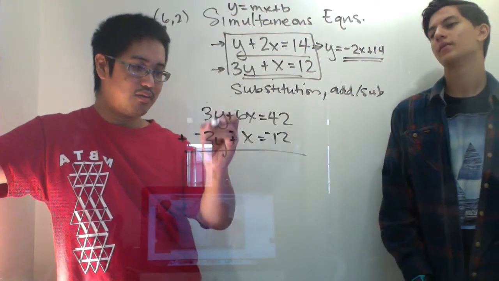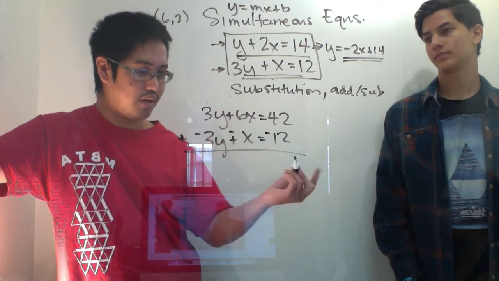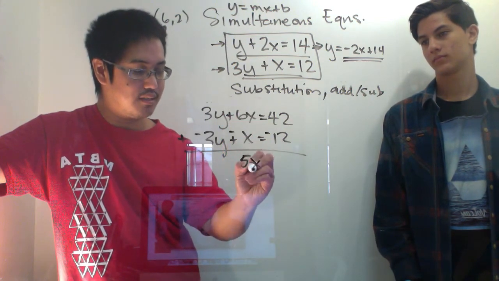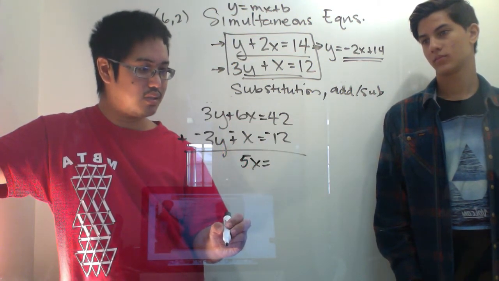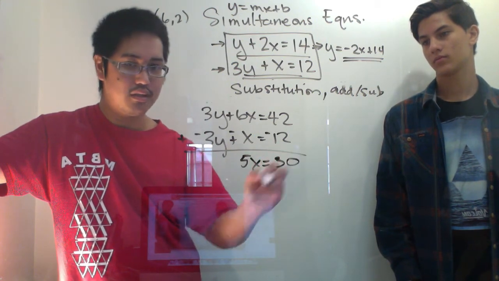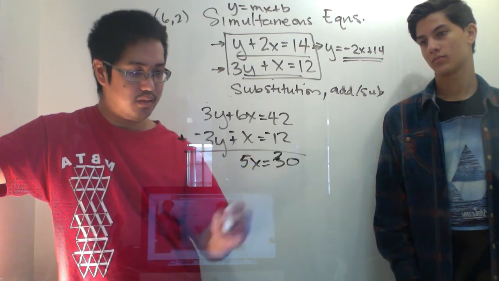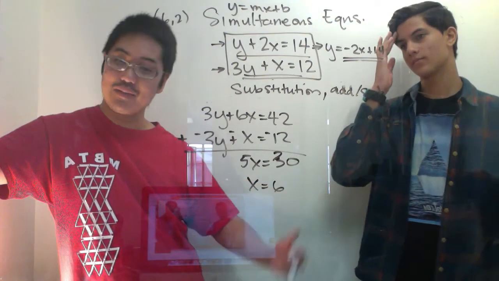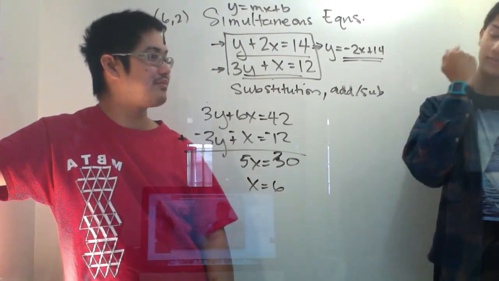So then this 3y minus 3y goes to 0. I don't even need to write it. 6x minus x is 5x. 42 minus 12 is 30. 30. So x is equal to 6. So it comes out the same. Comes out the same. Okay.